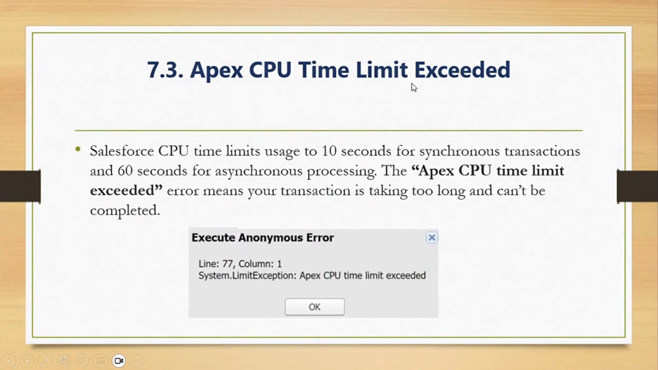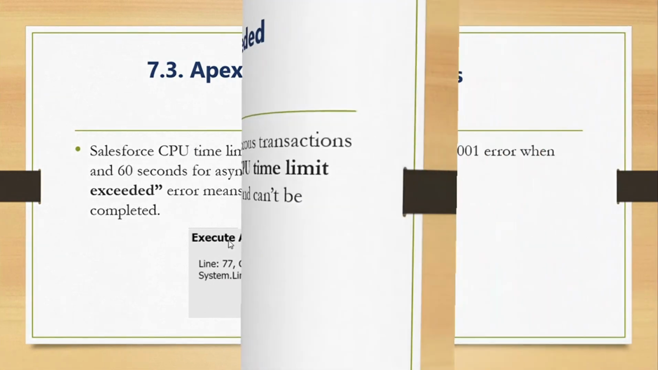Apex CPU time limit exceeded. The CPU time limit is 10 seconds for synchronous transactions and 60 seconds for asynchronous processing. The Apex CPU time limit exceeded error means your transaction is taking too long and can't be completed.